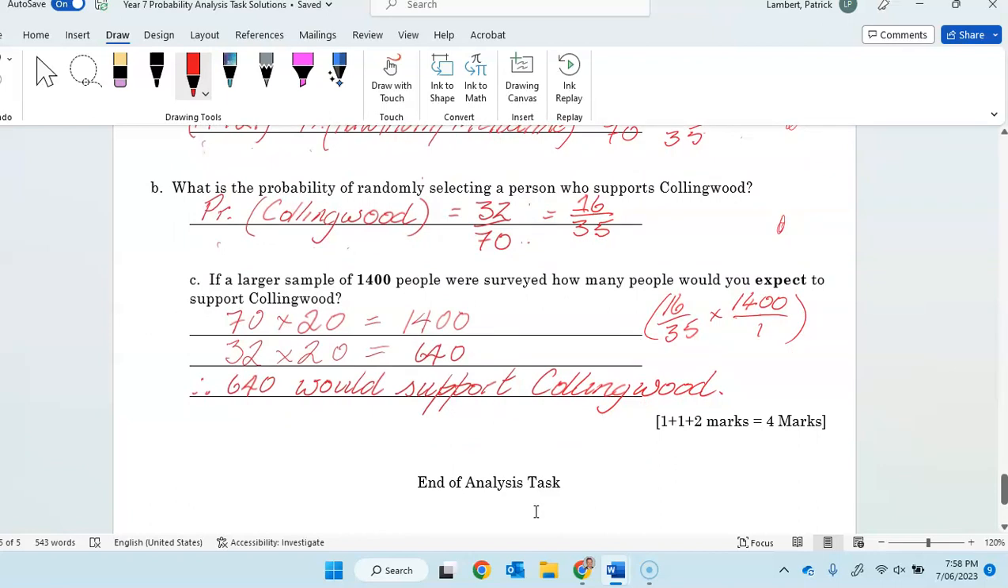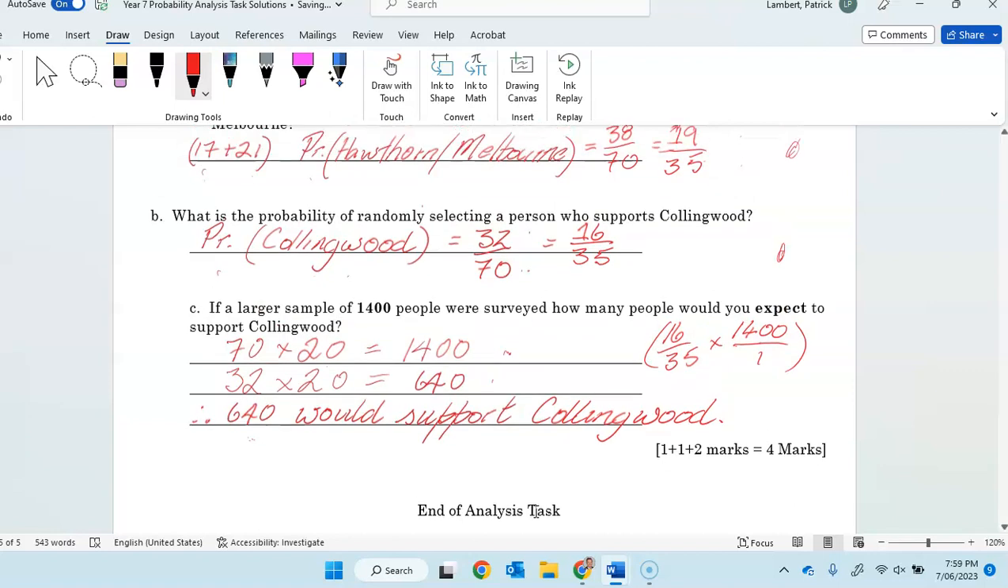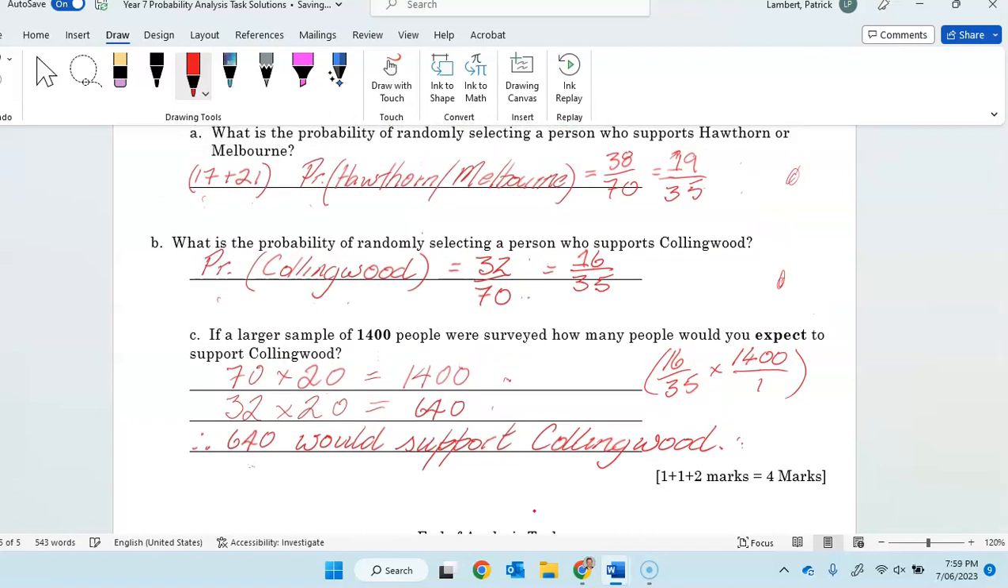Now, when you divide 1,400 by 70, you get 20. So you multiplied 70 by 20 to get 1,400. Then you multiply the number who support Collingwood by 20, and that's 640. Therefore, 640 people you would expect to support Collingwood. And notice I've answered the question. Last line of clear working out is answering the question.